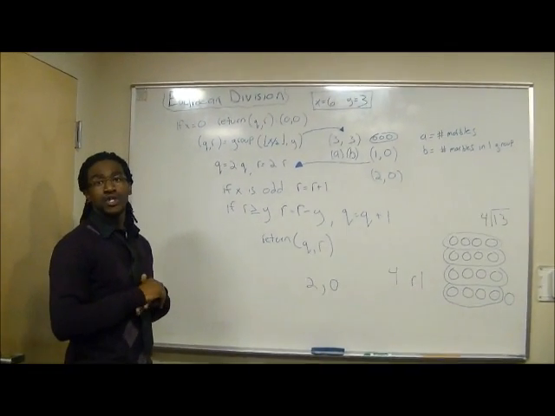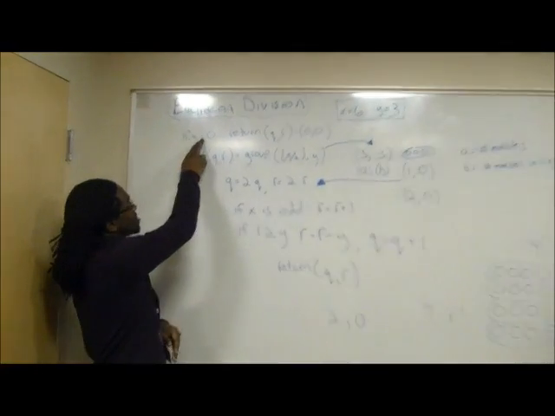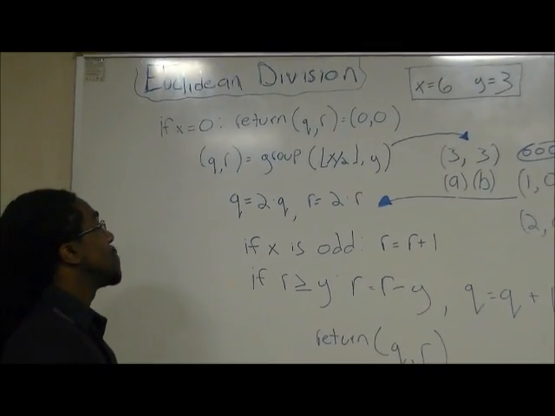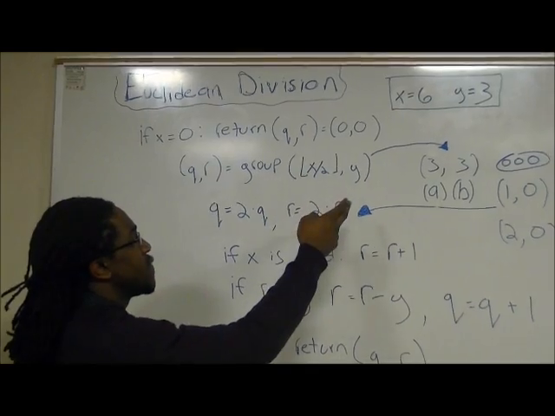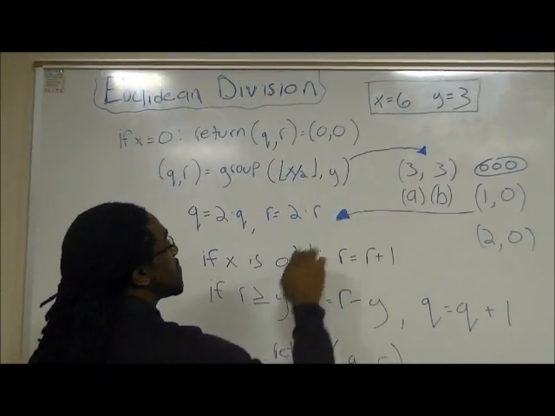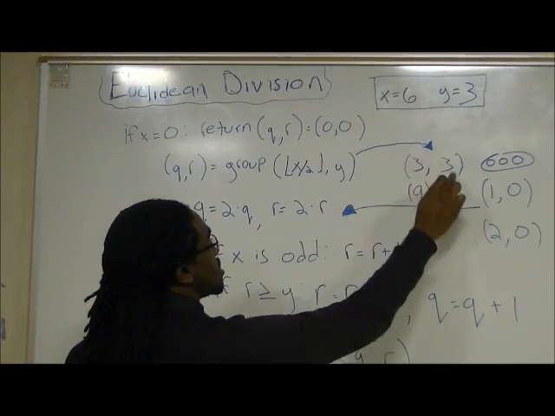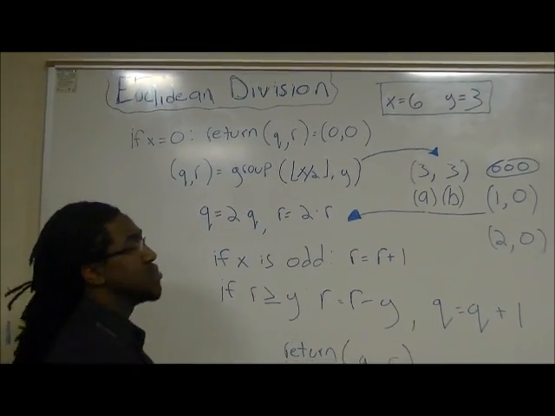Hello, I will be going over the pseudocode for Euclidean division. If x is equal to 0, then the quotient and remainder will be returned as 0. If not, I will do x divided by 2 and apply flooring. So 6 divided by 2 is 3, and I have y equals 3. I will then apply the grouping function to these numbers.